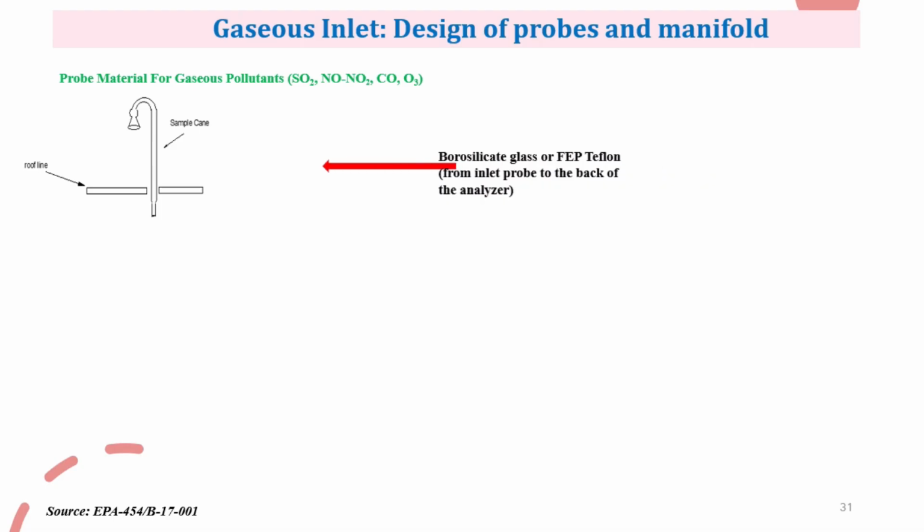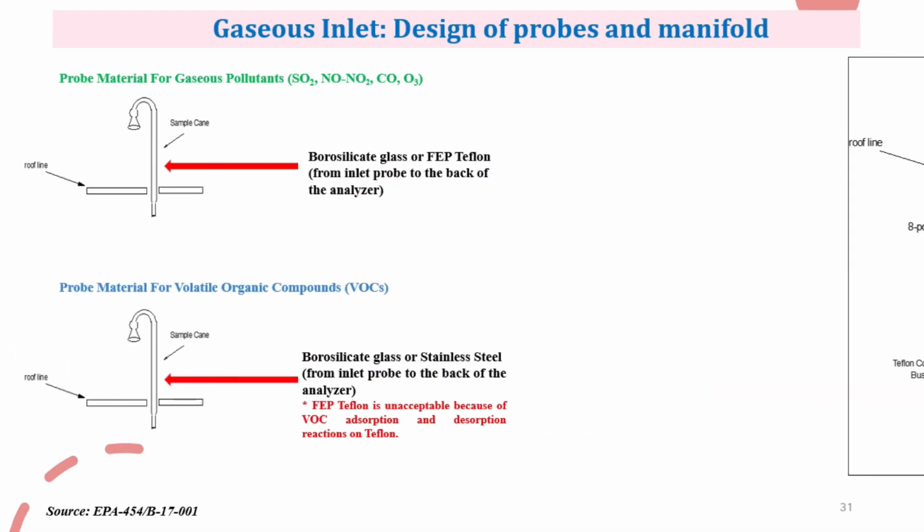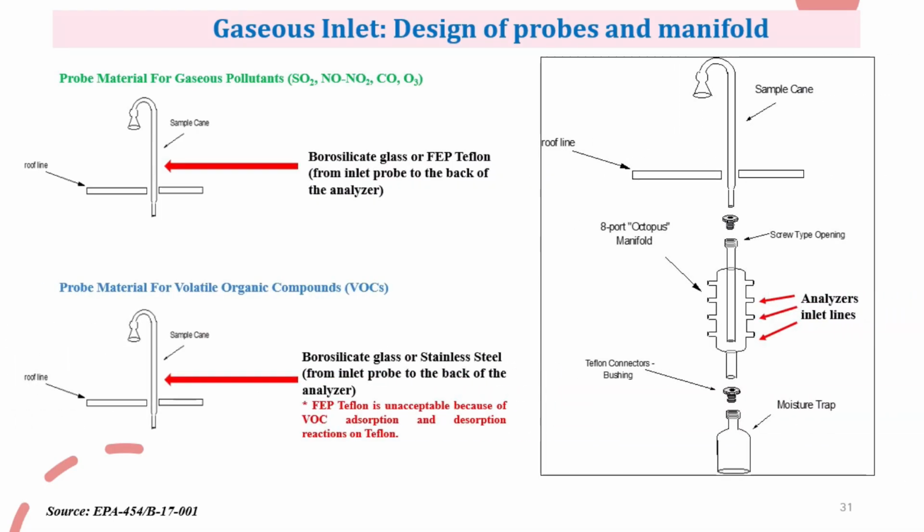Now let's talk about the probes we use to measure gases in the air. It's important to use the right material for these probes, depending on what gas we are monitoring. For acidic gases like sulfur dioxide and nitrogen dioxide, we prefer using borosilicate glass or Teflon. This helps to prevent any unwanted reactions.